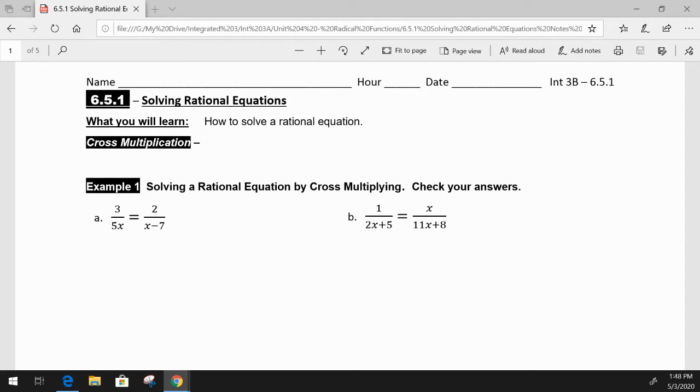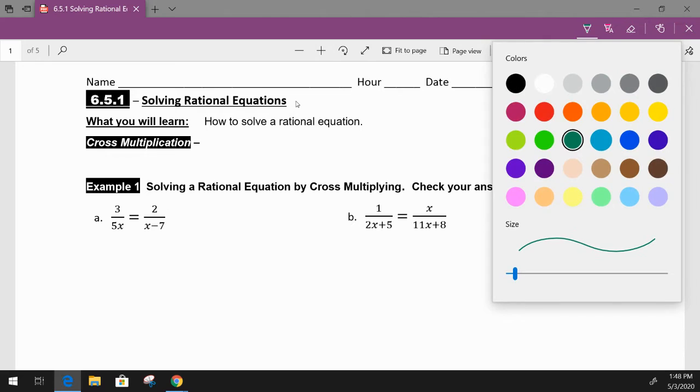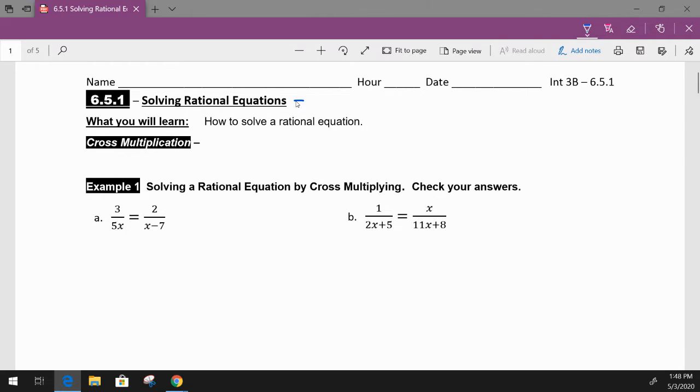Hello, so in this lesson we are going to be solving rational equations. And what makes something a rational equation or a rational expression, once again, is that there must be a variable in the denominator. So it can't just be a fraction that has a number in the denominator. It must have a variable in the denominator in order for it to be a rational expression. And in order to be an equation, you have to have an equal sign.